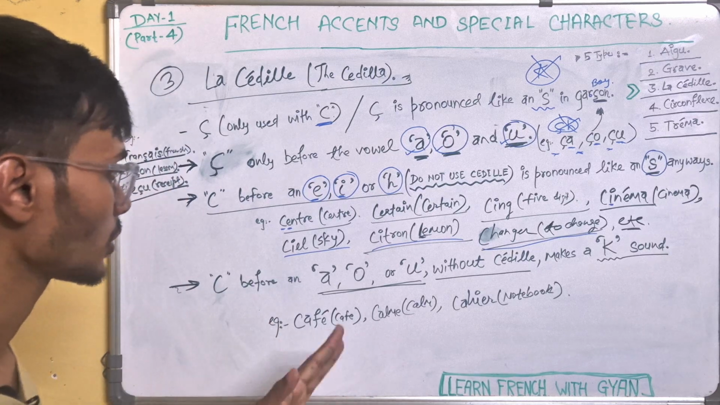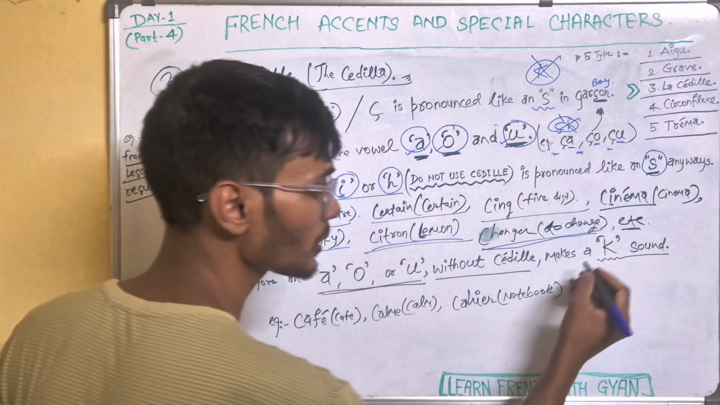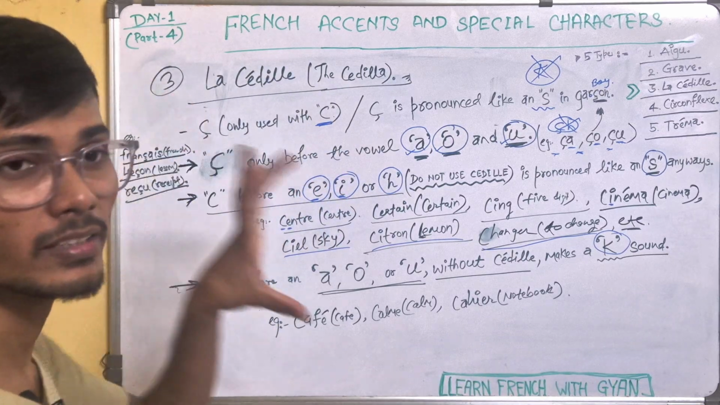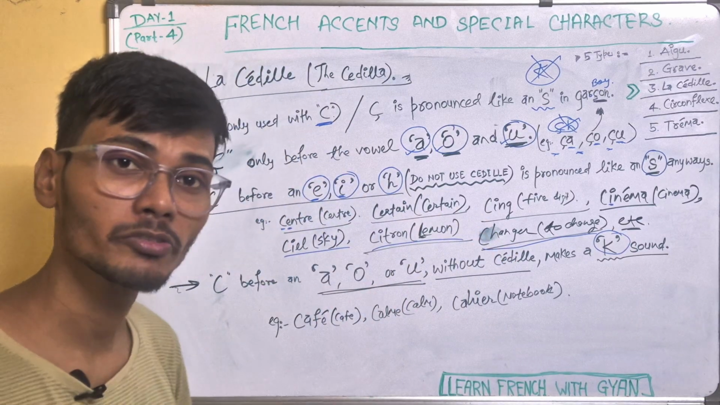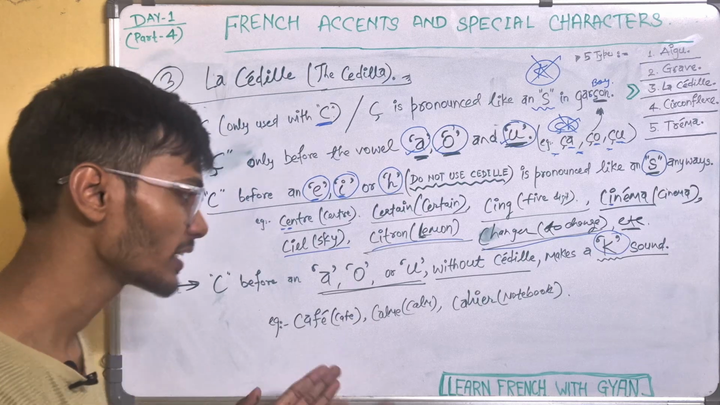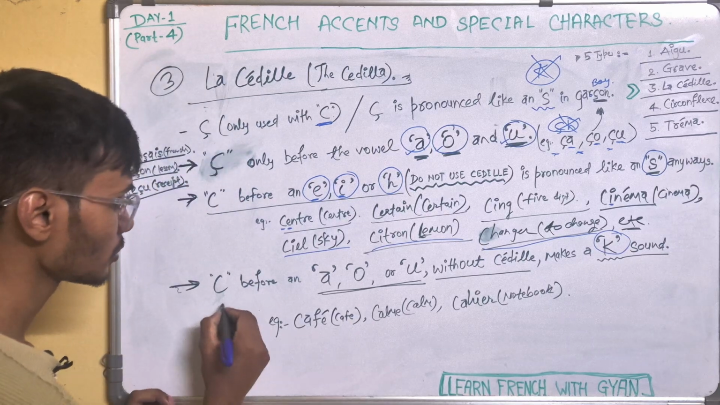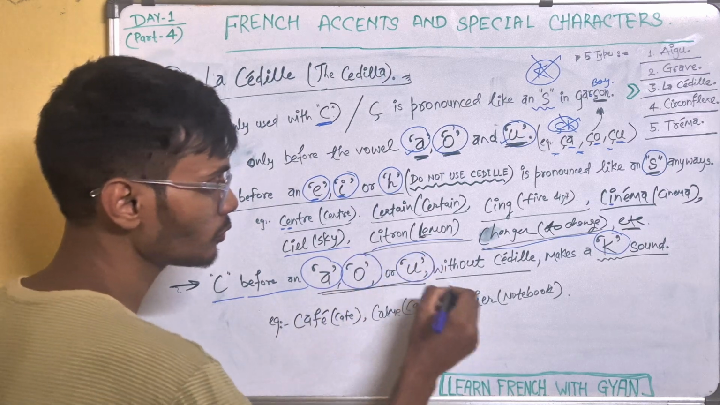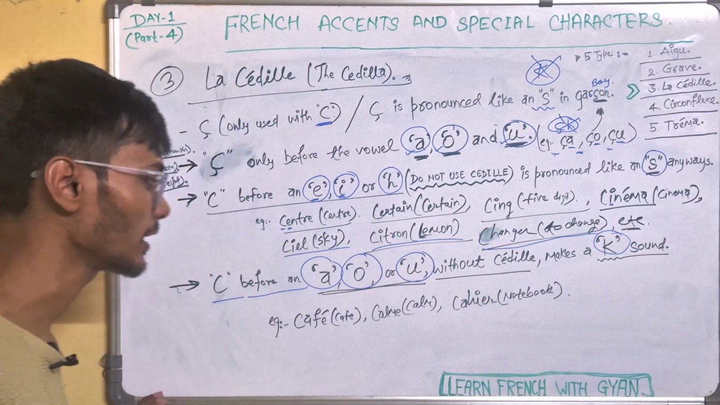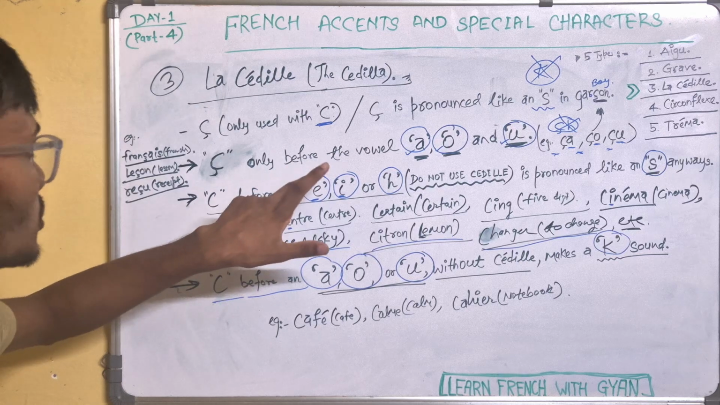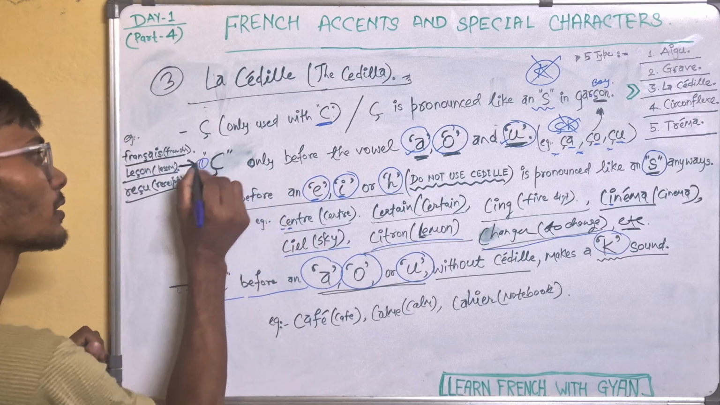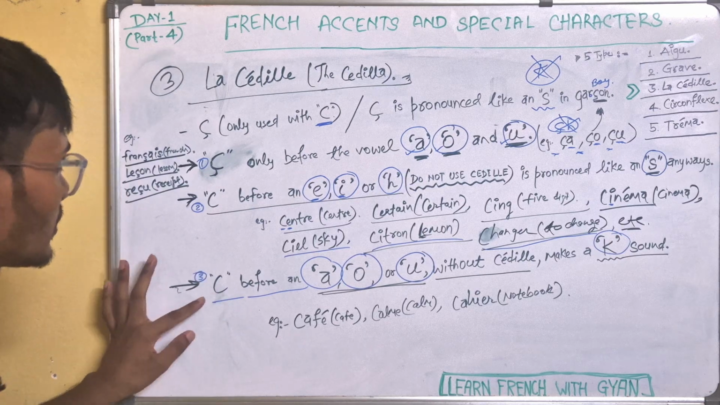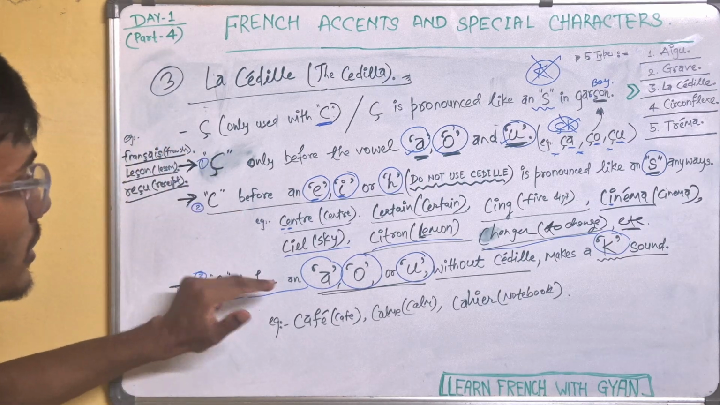Now let's talk about this third part, where you want to create the sound of K, not S. In these two parts, the S sound is desired. Here, a few of the French words do not desire this S sound, they want this K sound. So C before an A, O, U without a cedilla makes the sound of K. This is just opposite to the first rule that we have studied. This is the first rule, this is the second, this is the third. So this third rule is exactly opposite to the first one.